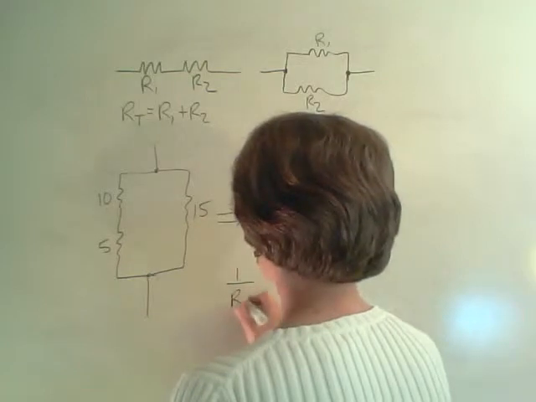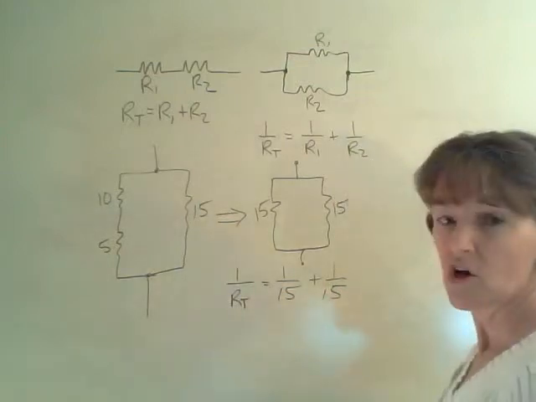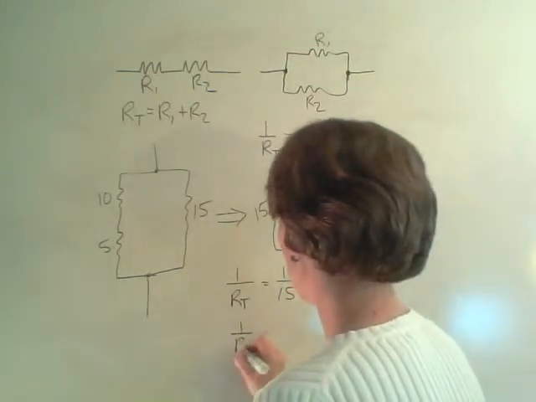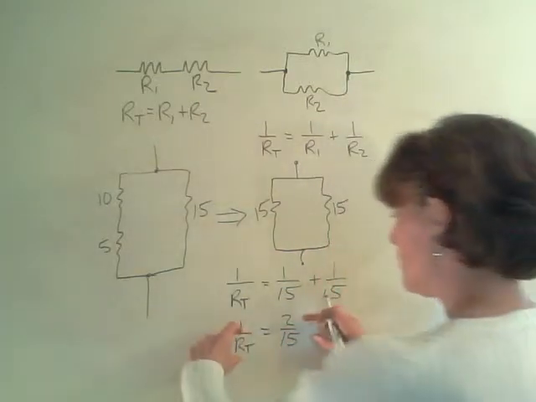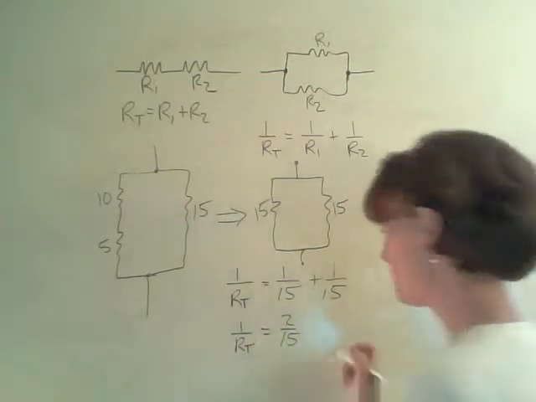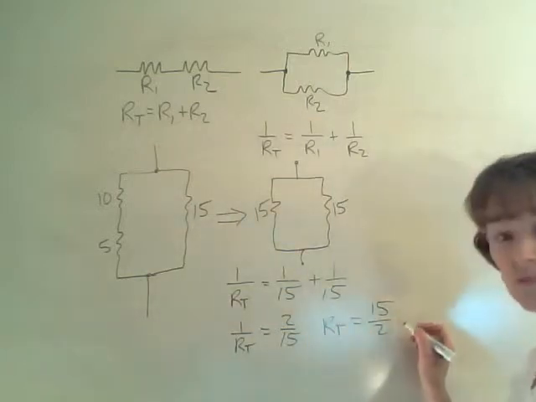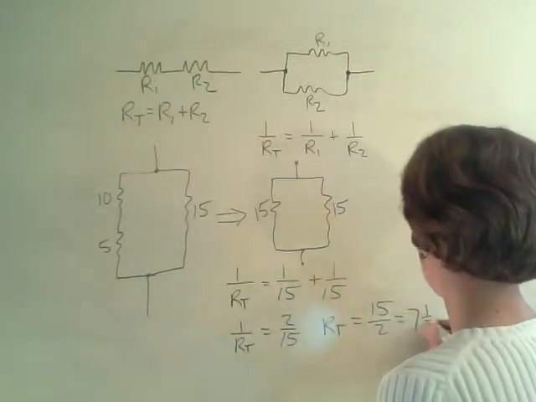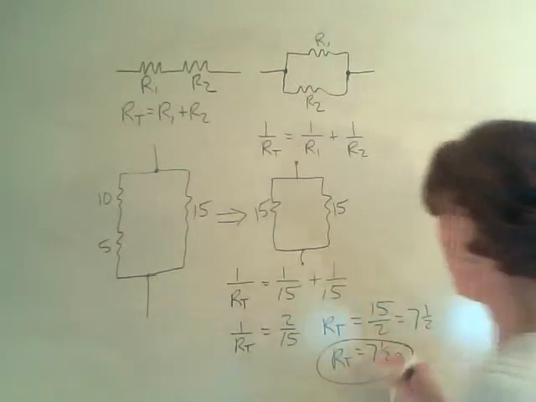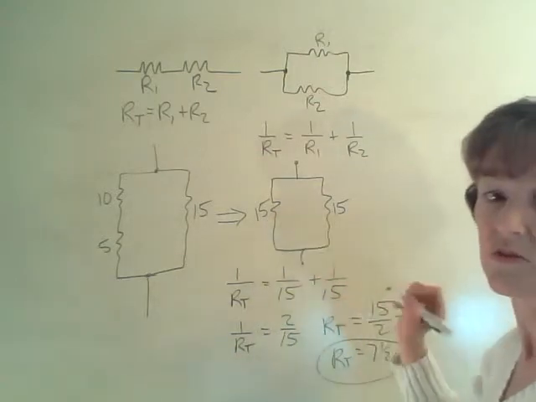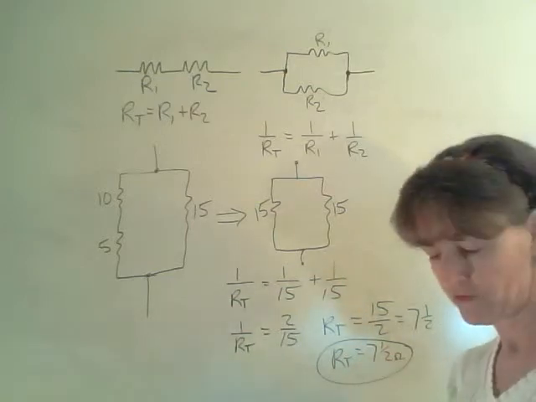So 1 over RT equals 1 over 15 plus 1 over 15. All right, I'm going to go ahead and add these because they have common denominators. 1 over RT equals 2 over 15. Now, I can simply take the reciprocal of both sides here, and I have RT equals 15 over 2, which, like we said before, you want to make this a mixed number. So let's make it 7.5. So RT equals 7.5 ohms. Notice that my answer is smaller than either one of these. In fact, when your resistances are the same, then the resistance that you get total is half of that.